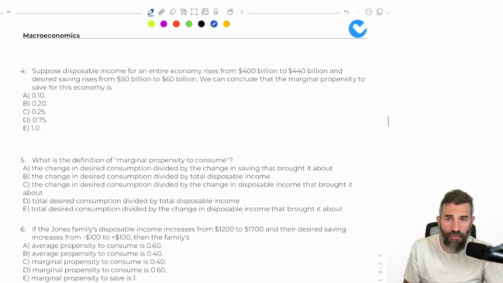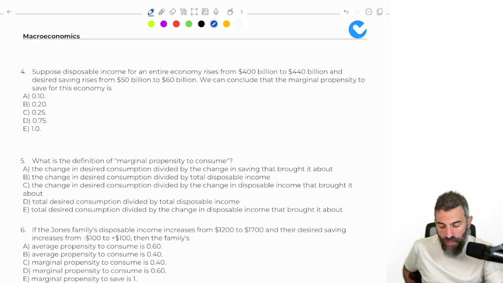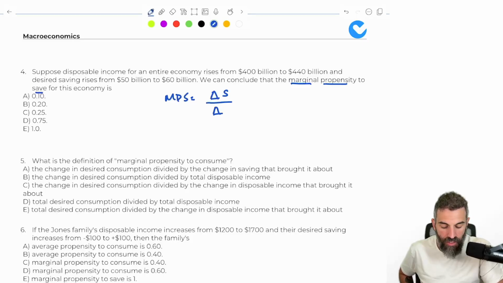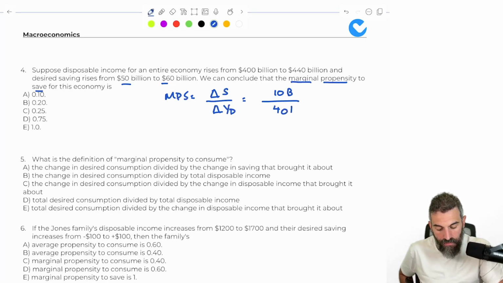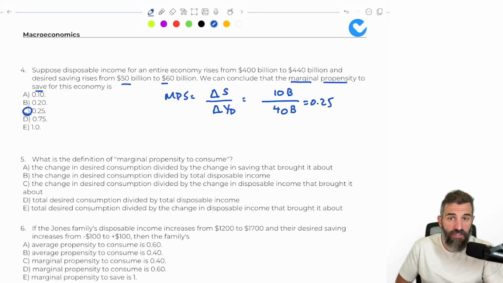Number 4, suppose disposable income for an entire economy rises from 400 to 440 billion and desired savings rise from 50 to 60. We can conclude that the marginal propensity to save, the MPS, you look at the change in savings over the change in disposable income. So in this case, the change in savings, 10 billion. The change in income, 40 billion. So 25% is my marginal propensity to save. I'm going to save 25 cents of every dollar.